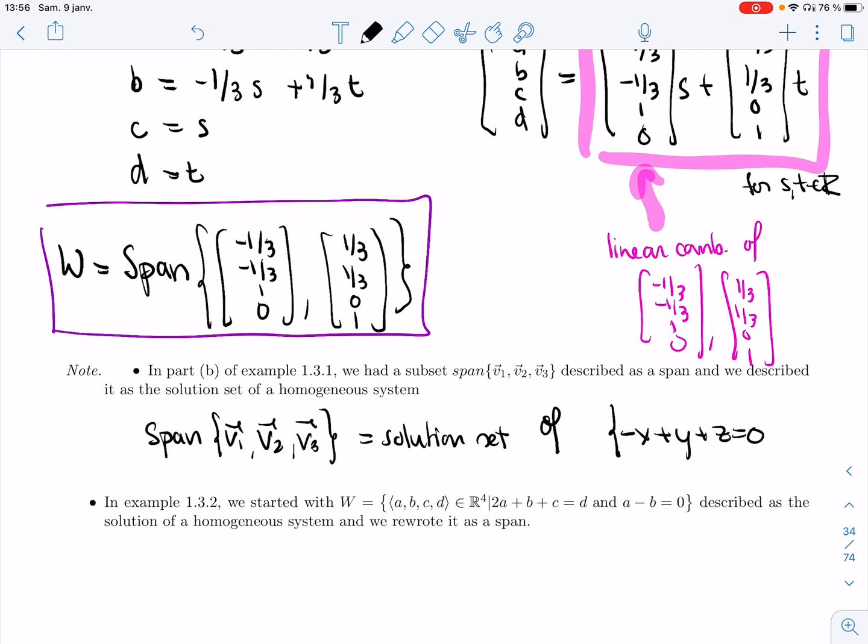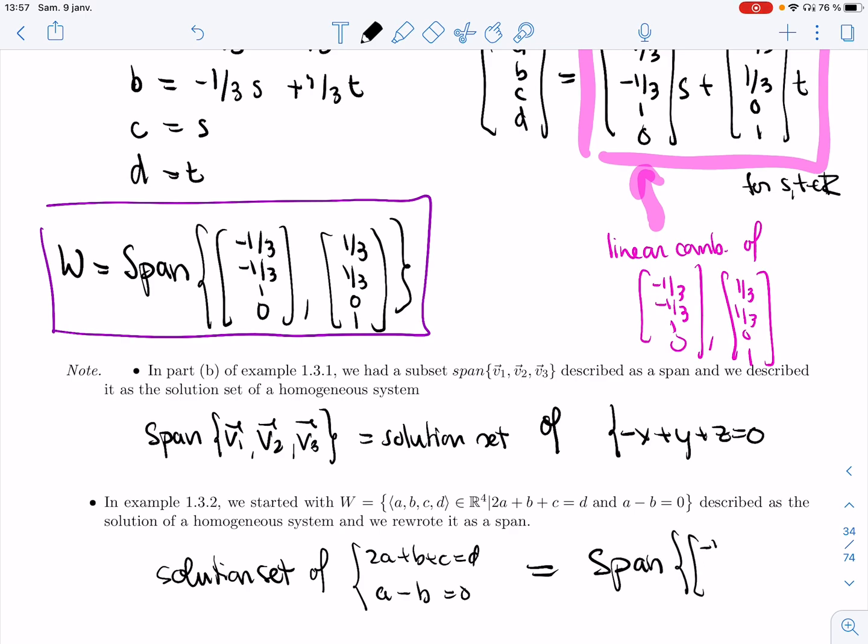In the example we just did, we started with the solution set of a homogeneous system, and we found generators and we wrote it as a span. So here we started with the solution set of a linear system, and we wrote it as the span of those two vectors. And so we learned how to go this way, and we learned how to go this way between solution set and span.